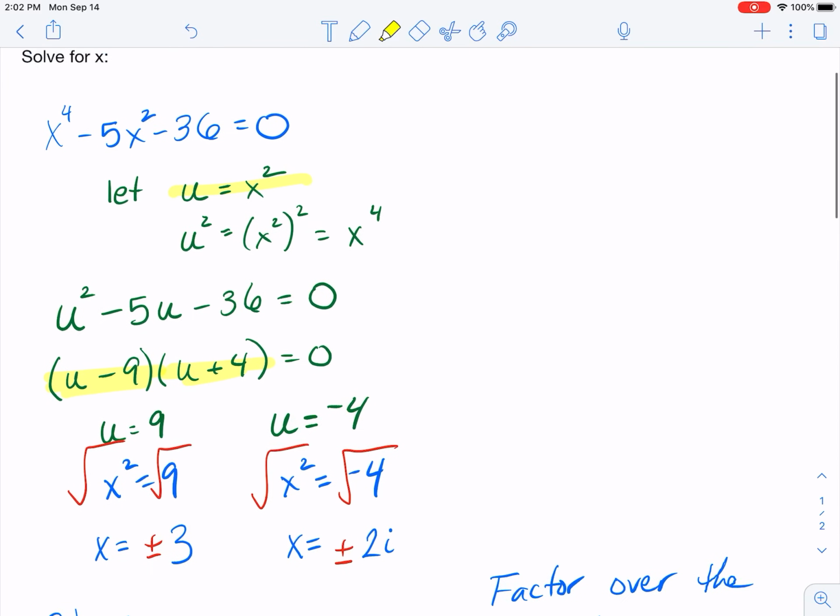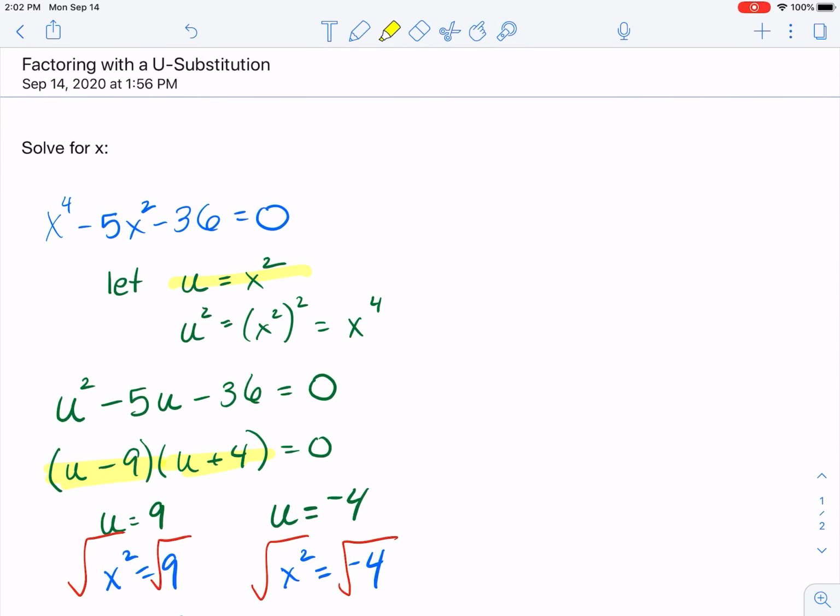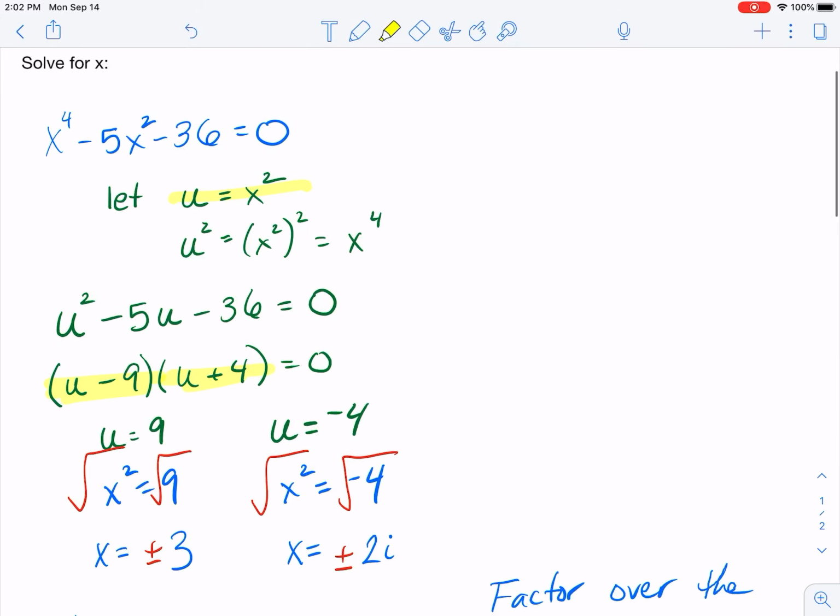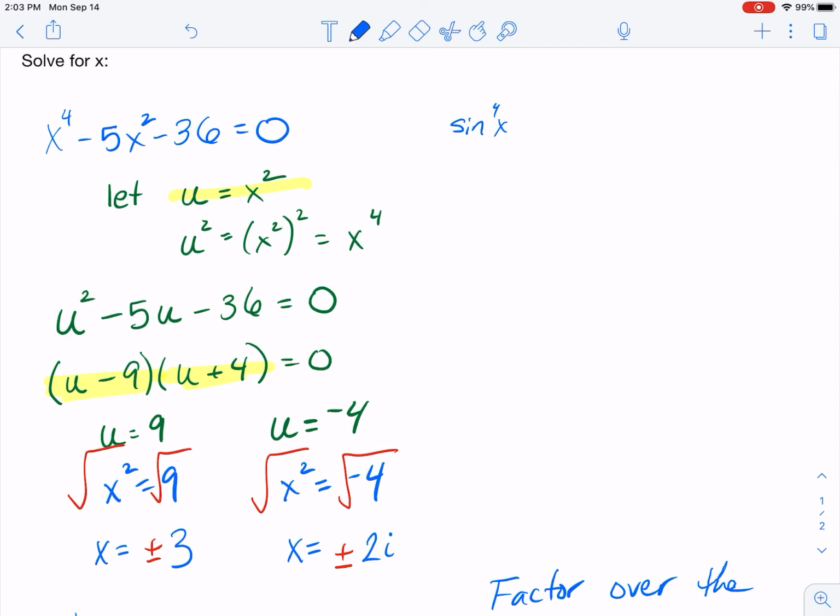Okay, so this was a U-substitution. It's a very handy trick. This problem wasn't super complicated, but sometimes they get really gross. Like if you had sine to the fourth of x minus 2 sine squared of x plus 1, you're looking at this going, I don't know.